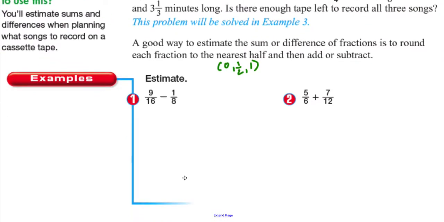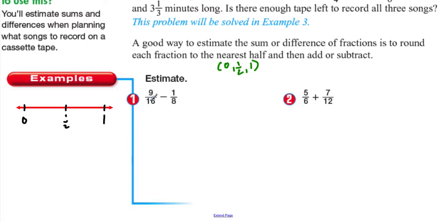We go back to the last lesson and we round 9 over 16. How do you know where to round 9 over 16? We create our number line, and with our number line, we put the three numbers there to round to: 0, 1/2, and 1. Okay, my tablet died. There, it's alive again. 0, 1/2, and 1.